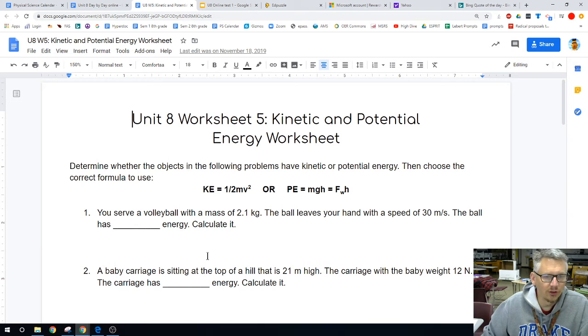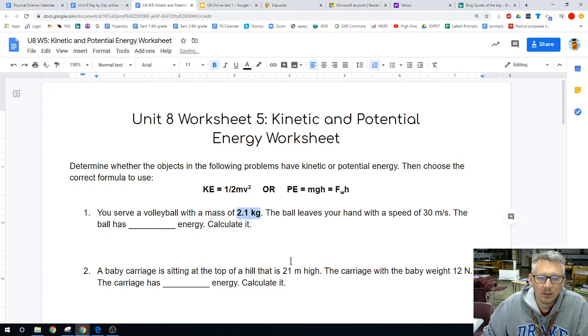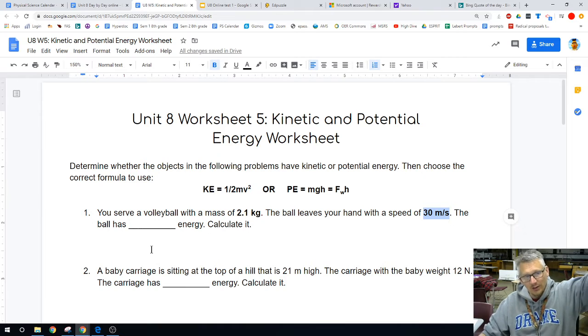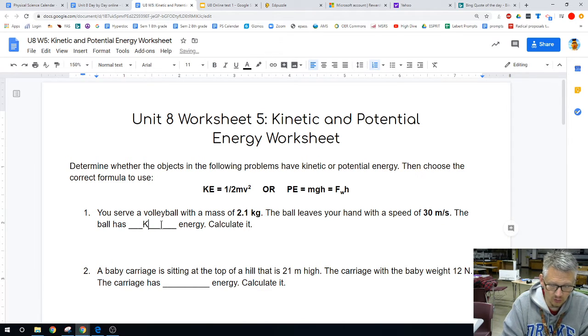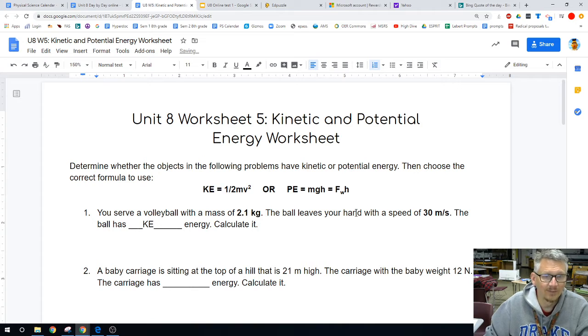So number one, you serve a volleyball with a mass of 21 kilograms. And we're just going to highlight that because that's going to be important. I'll bold it for now. The ball leaves your hand with a speed of 30 meters per second. That's important. Now, can it drop or is it moving? If it can drop, it's gravitational potential energy. If it's moving, it is kinetic energy. So we are going to say KE.